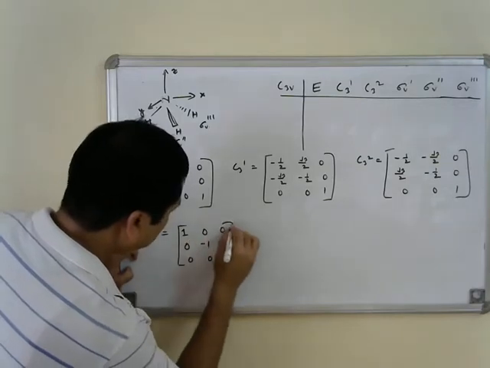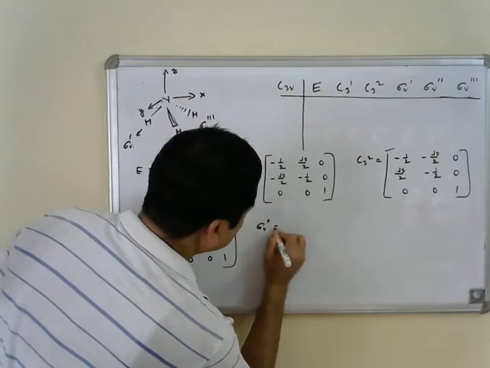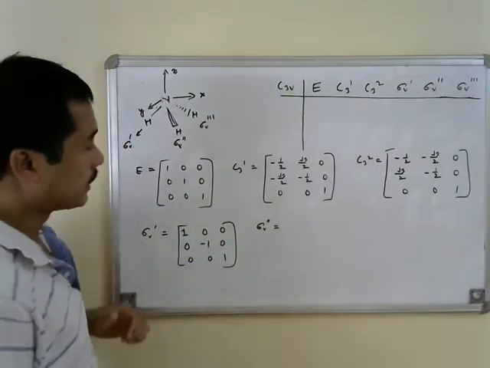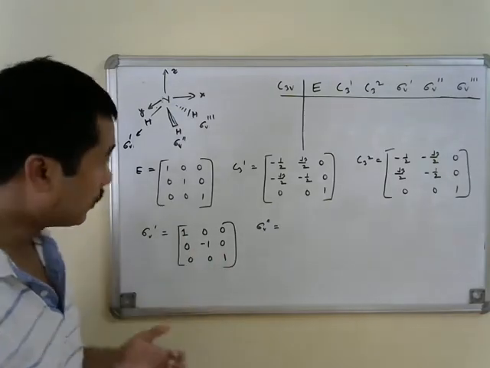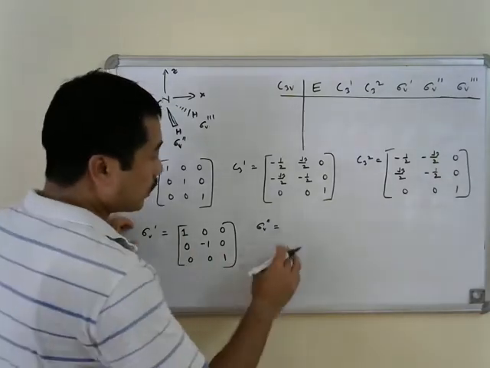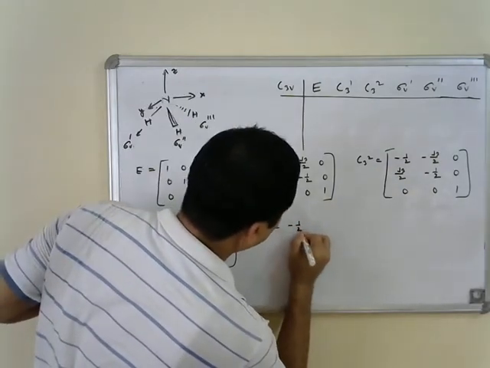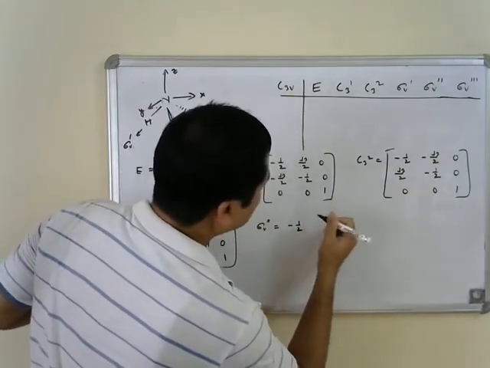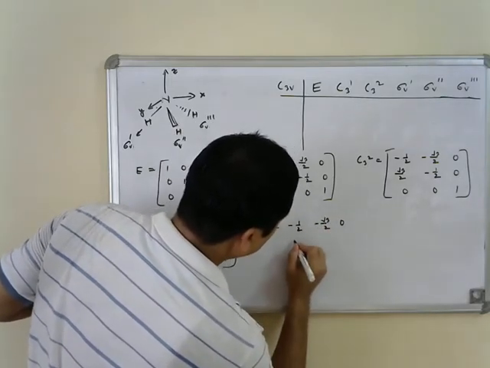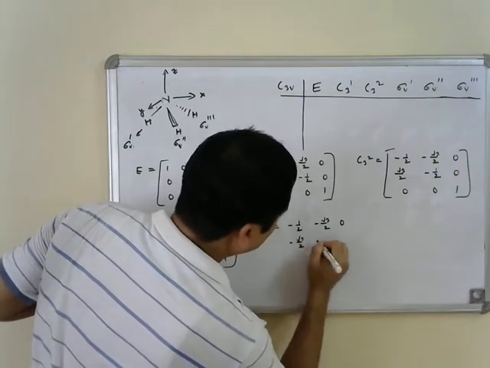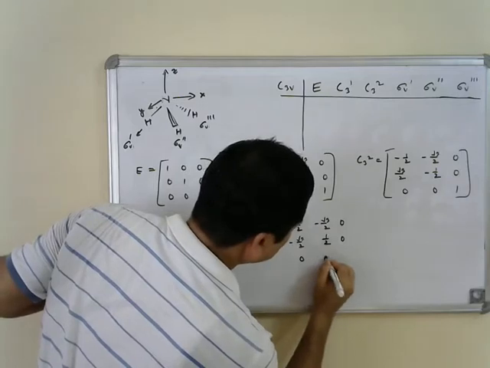This is for sigma v dash, and for sigma v double dash, it makes a 120 degree angle with the x-axis, so that is why we have to take cos 2 beta, which is going to be cos 240 essentially. So cos 240 is equal to minus half, and sin 240 is equal to minus root 3 by 2, 0, minus root 3 by 2, and minus cos 240, that is why it is going to be plus half, 0, 0, 0, 1.